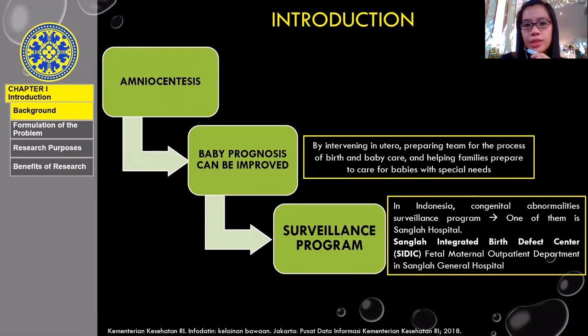What we get from amniocentesis is that we can improve the baby's prognosis by intervening in utero. We can prepare the team for the process of birth and baby care, and help families prepare to care for babies with special needs. In Indonesia there is a congenital anomaly surveillance program. One of them is in Sanglah Hospital. We have SIDIC, the Sanglah Integrated Birth Defect Center, which is run by the Fetal Maternal Division in Sanglah Hospital.